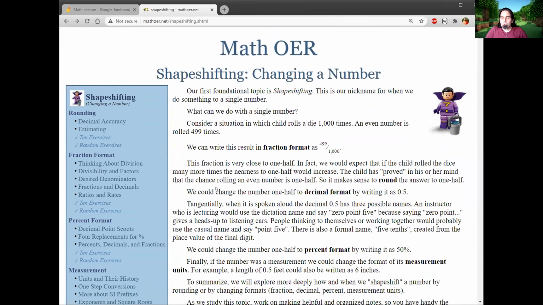Any other questions before we talk about rounding? Nope. Okay.